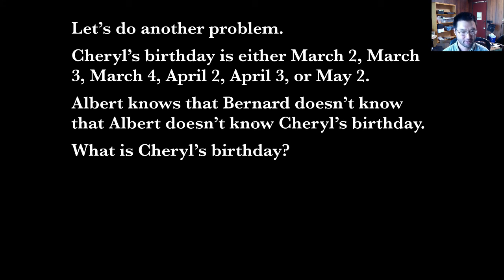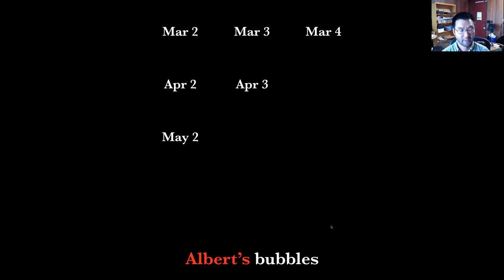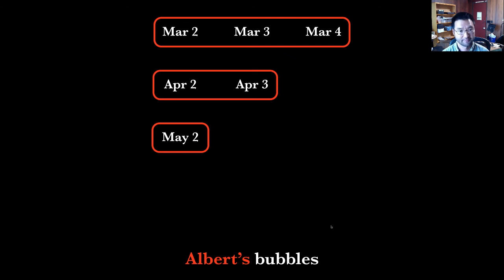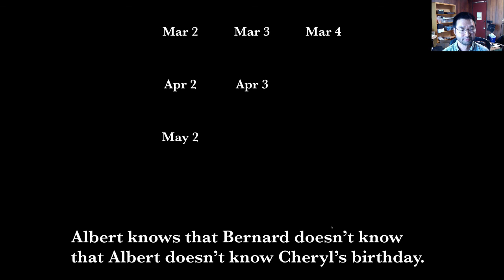The nice thing about the bubbles is it allows you to just work through it kind of mechanistically and not think about it too hard. So Cheryl's birthday, you're going to need some of these dates, so let's put them up in a table. What are Albert's bubbles? They look like that. Bernard's bubbles look like that. Albert knows that Bernard doesn't know that Albert doesn't know Cheryl's birthday. How do we figure out what this sentence means?